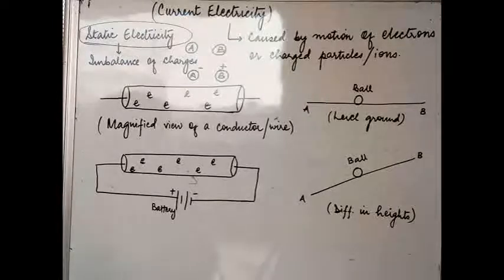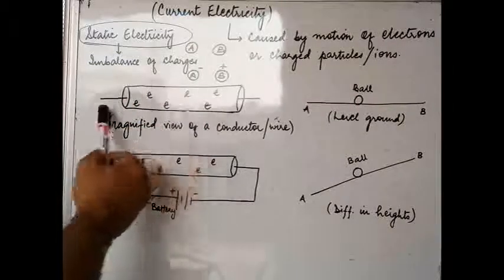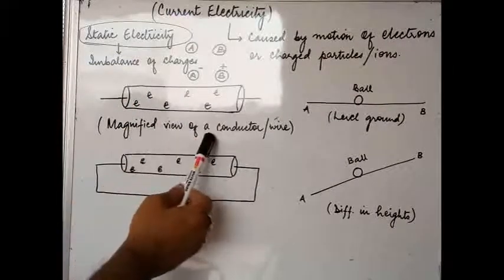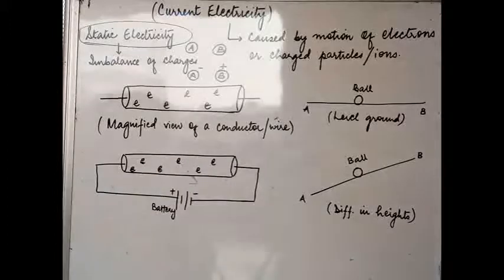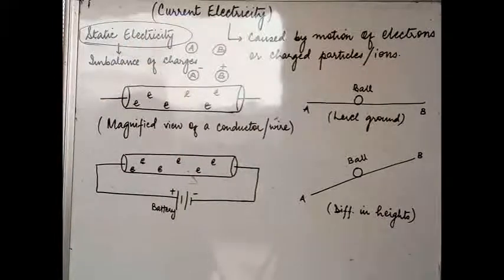Now, having discussed this, let us go into the details of the reason why the charge flows, or why electrons flow from one end to the other, from one position to another. For that, I have drawn a magnified view of a conductor or a wire. Obviously, you all understand the definition of a conductor: it allows the current or the charge to flow through it.